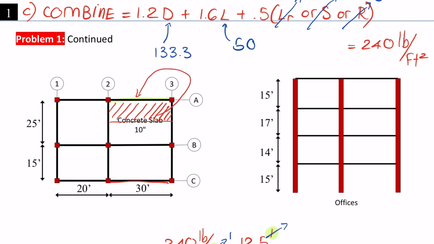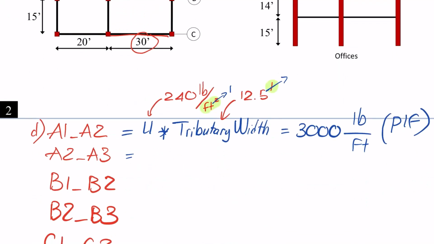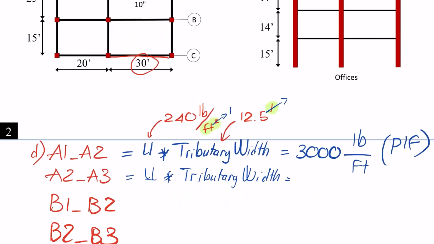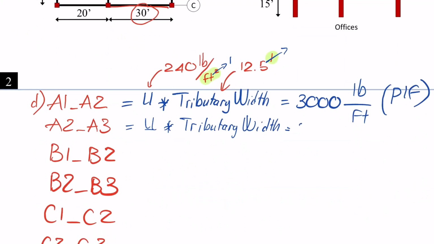So the length of the beam will be 30 and the width of that is the same thing, 12.5. So the formula over here will be just the same, U multiplied by tributary width will equal to the same thing. U will be 240 and tributary width will be 12.5, the same thing. So this one, the result will be the same, 3000 PLF.